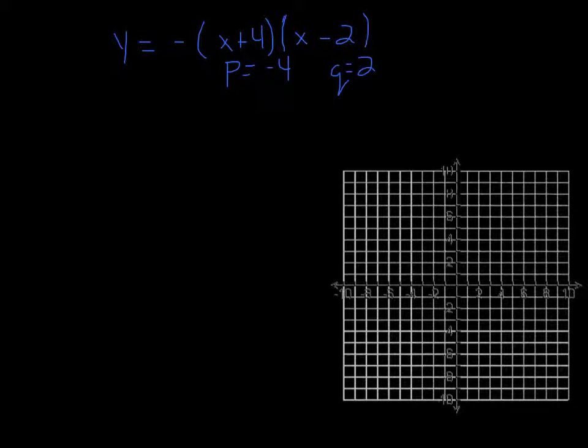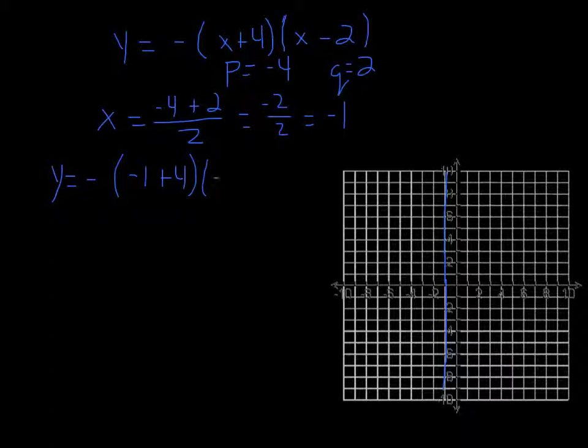So we go for our axis of symmetry, x equals negative 4 plus 2 over 2, and that's negative 2 over 2, which is negative 1. So our axis of symmetry is at negative 1. Plug in our negative 1. y equals negative 1 plus 4 times negative 1 minus 2. So that gives us negative 3 times negative 3, which gives us positive 9.